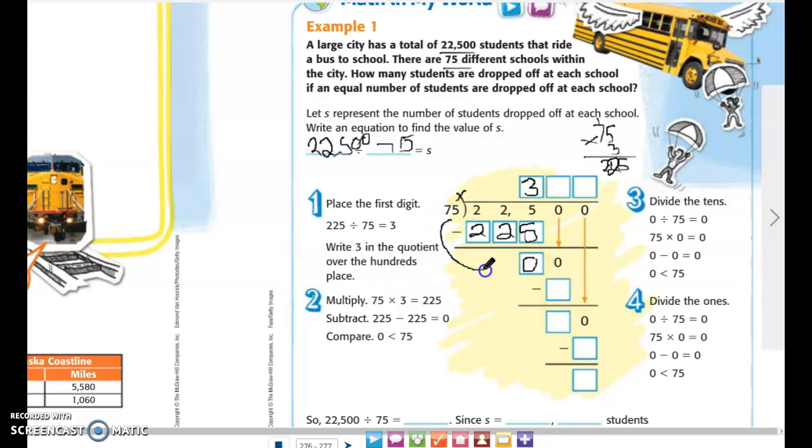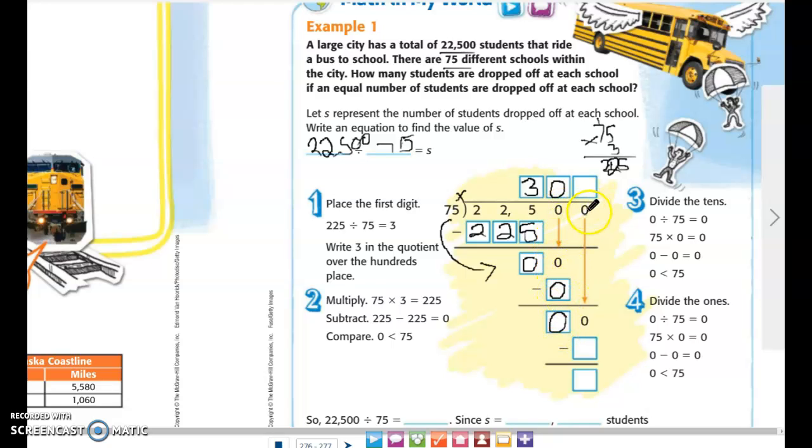So we have to see how many times can 75 go into 0. What do you guys think? 0 times, right? It's not possible. So we're going to put our 0 up here. So we divided. Now we need to multiply. 75 times 0 is? 0, right? Anything times 0 is always 0. So let's subtract our zeros. So 0 minus 0 is? 0.